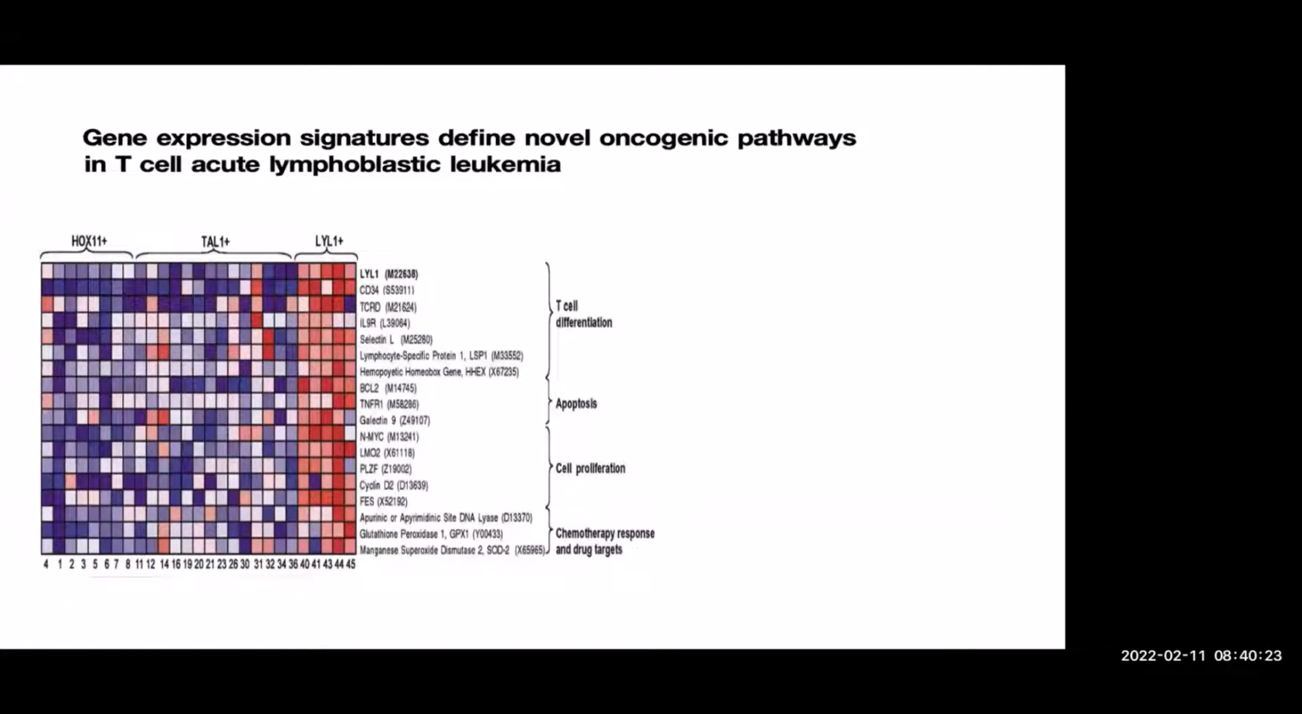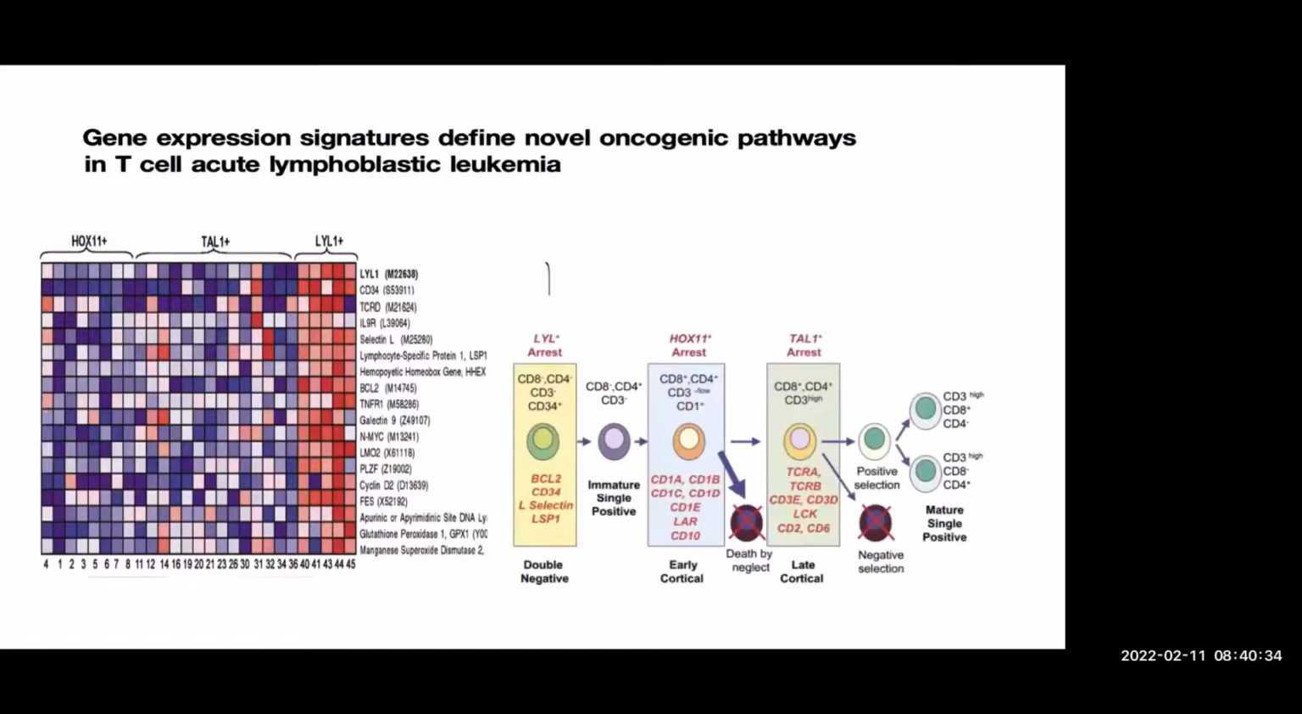Coming to the gene expression signatures, based on the gene expression profile, they identified genes which control T cell differentiation, apoptosis, and T cell proliferation. Based on this, they identified 3 distinct molecular subtypes of T cell acute lymphoblastic leukemias. The cells arising from the arrested double negative T cells come under LYL arrest, and as we have seen in the immunophenotype, they lack the expression of CD8 and CD4, and they express CD34, which is a stem cell marker.